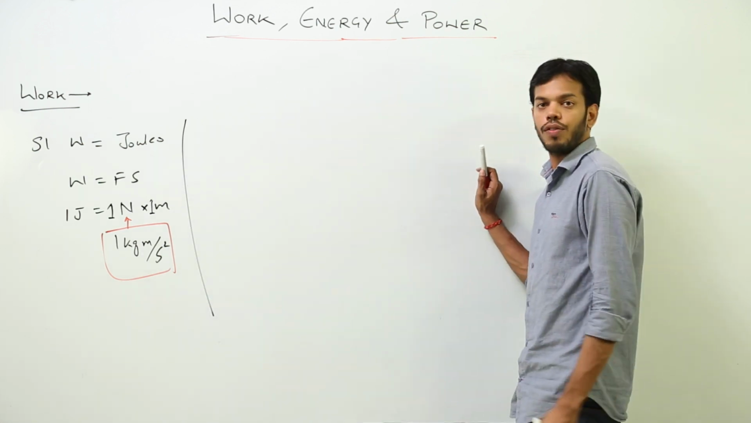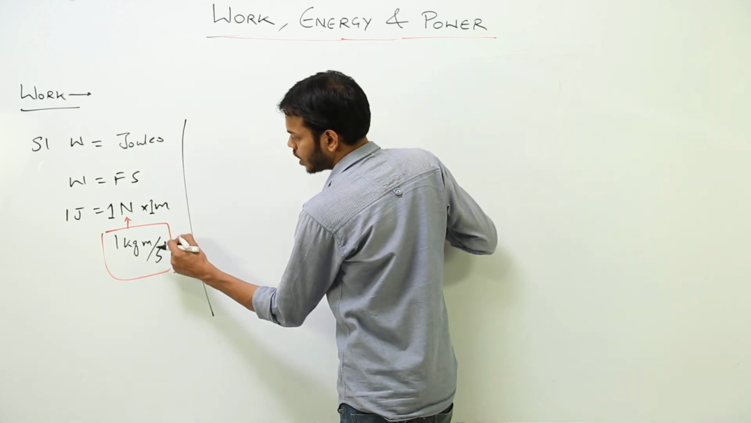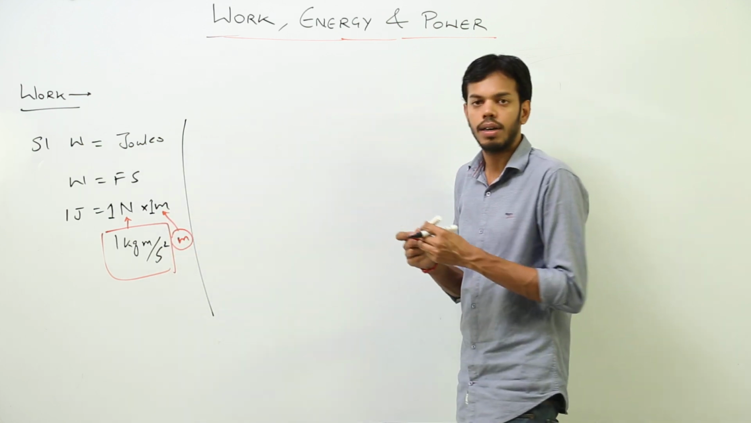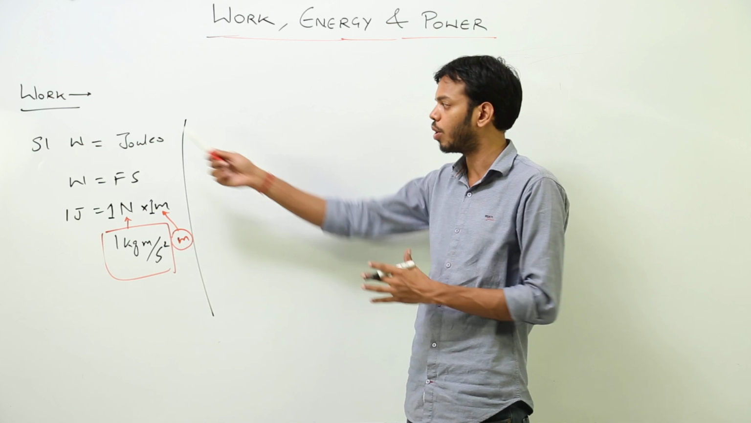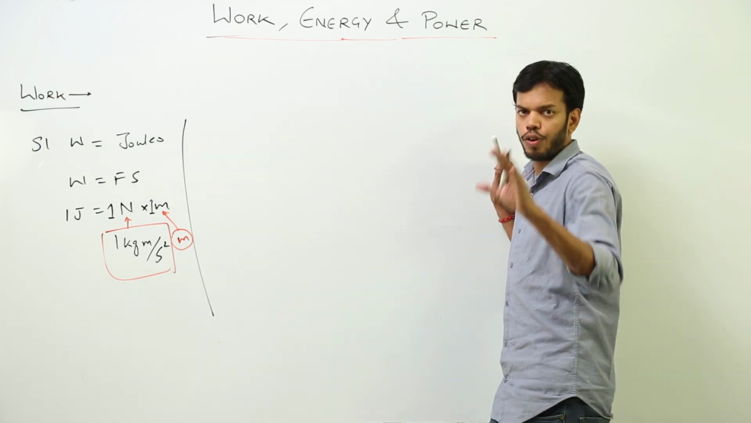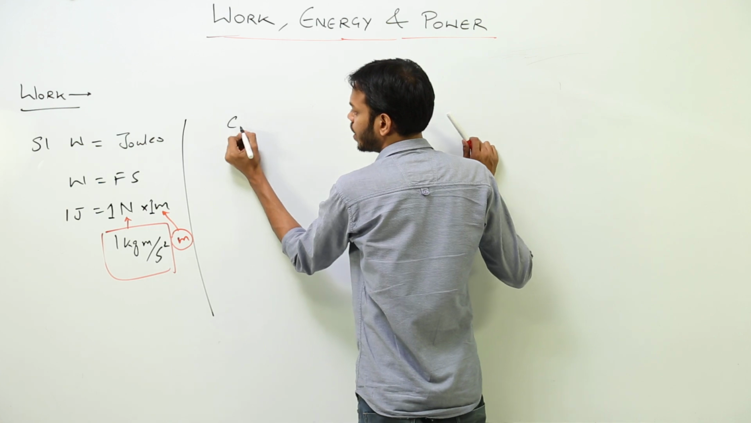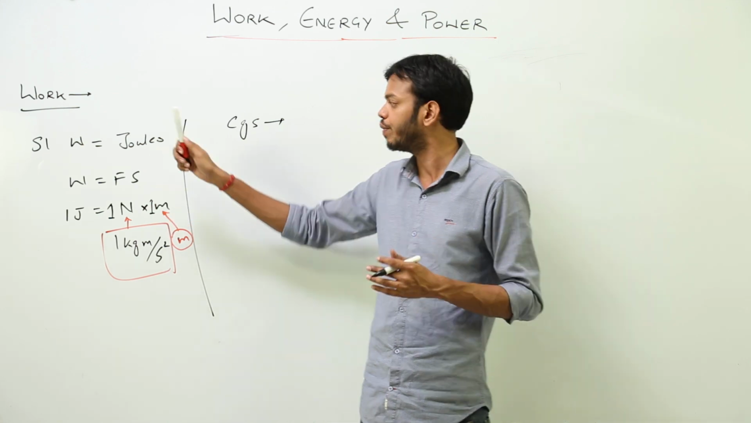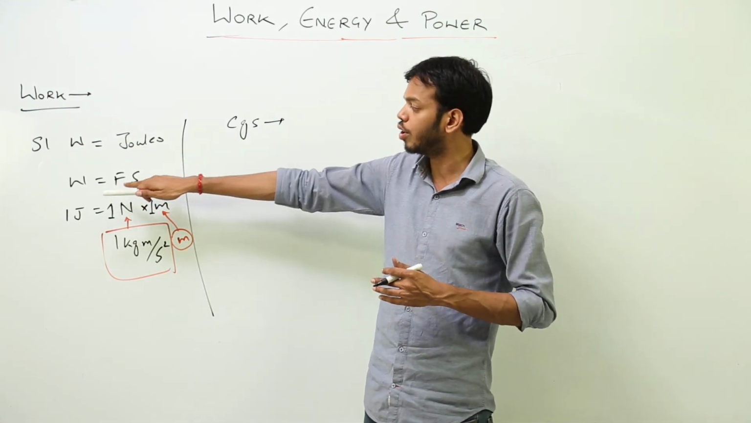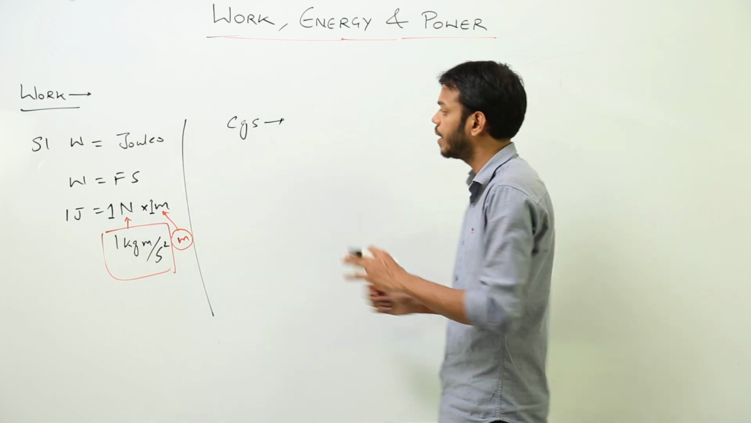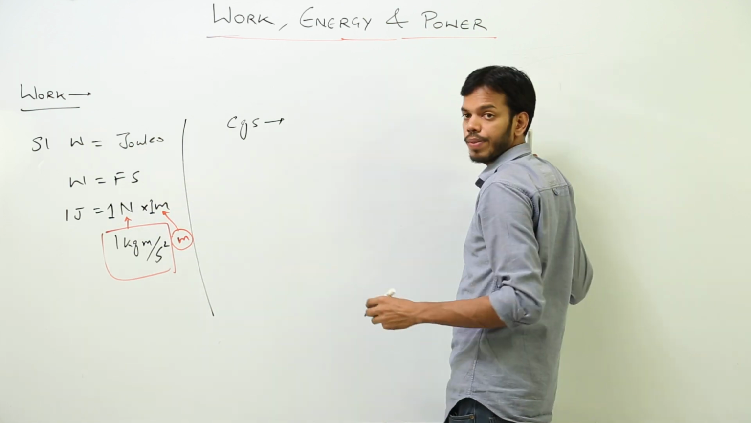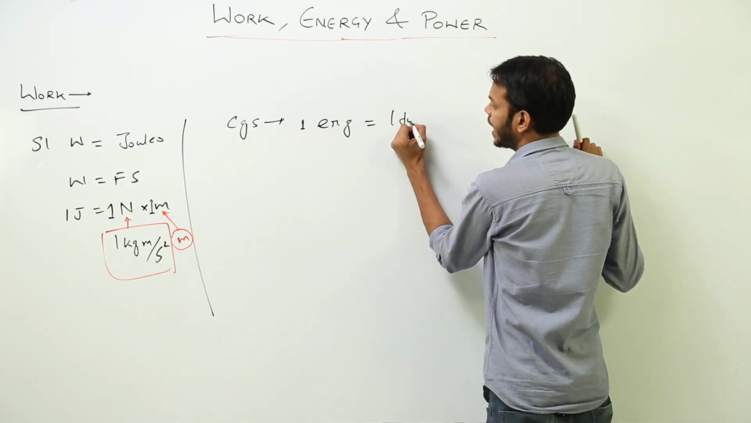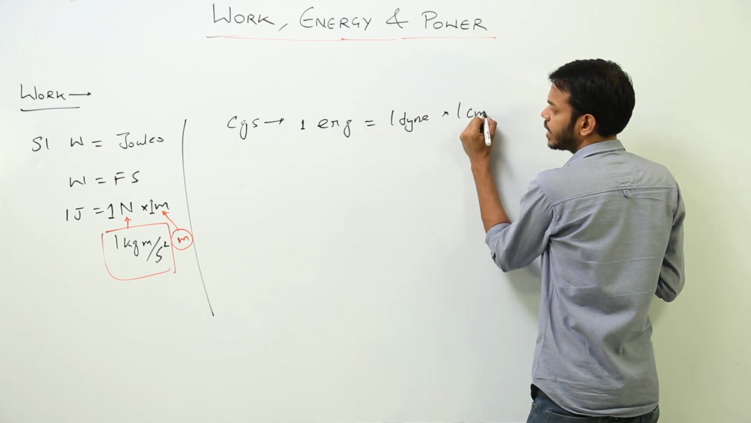What is the CGS unit of work? Before the dimension formula, let's do the CGS unit first and then we'll go to the dimension formula. CGS unit means centimeter gram second unit, which is the CGS unit of force and the CGS unit of displacement. So the CGS unit of work is called ergs. 1 erg is 1 dyne into 1 centimeter.